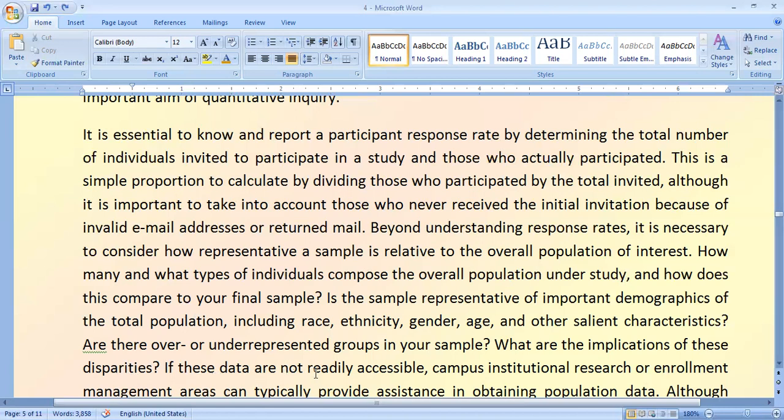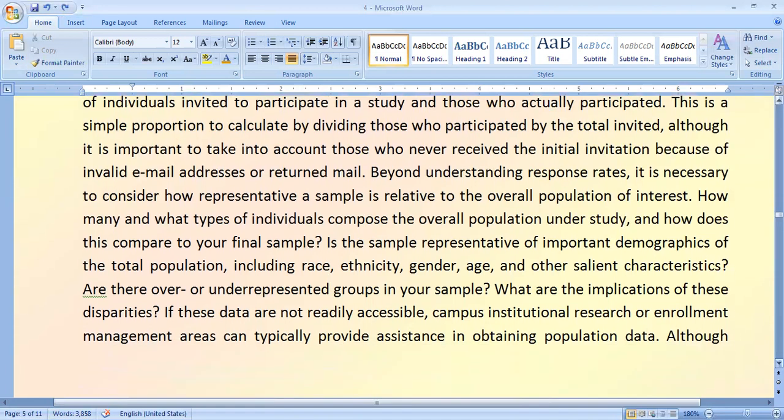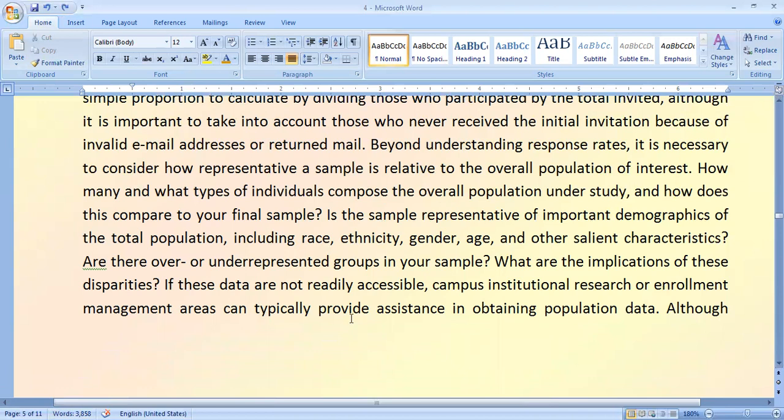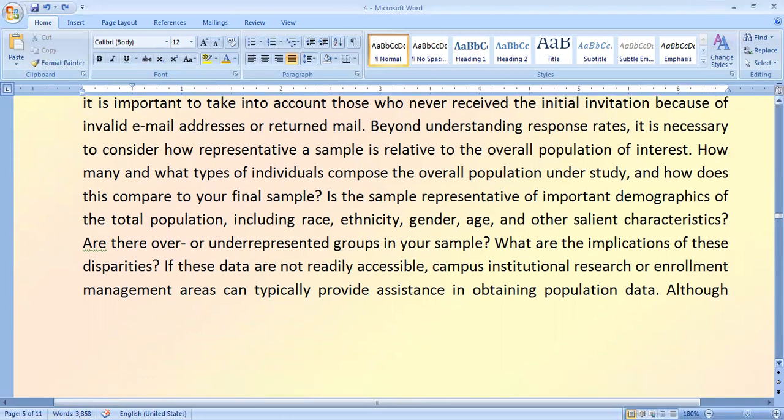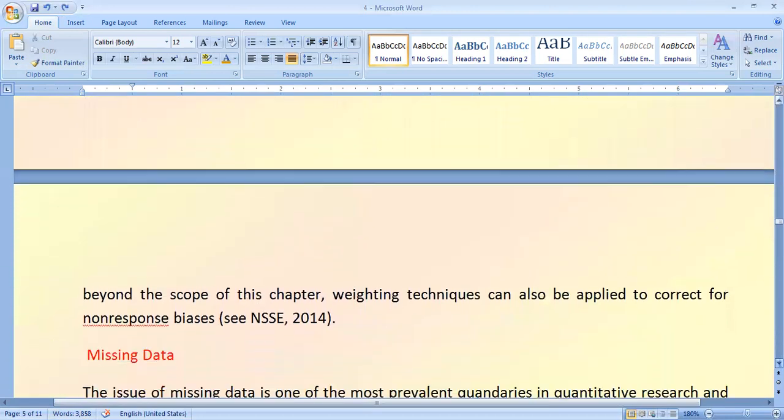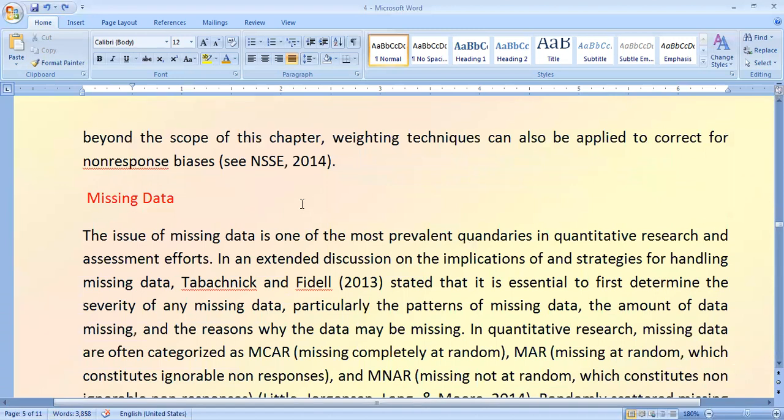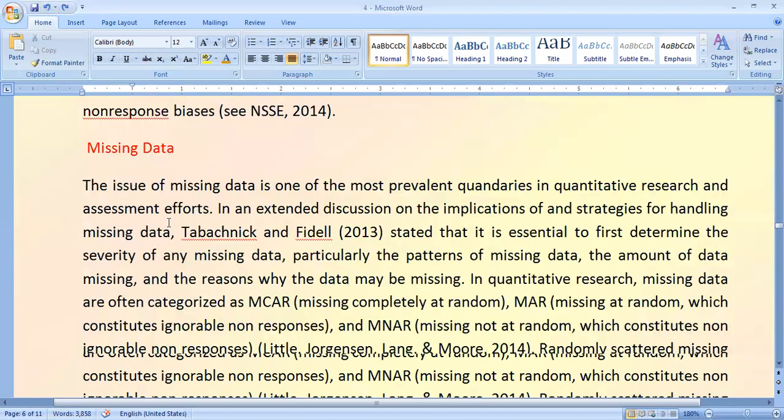If the data is not readily accessible on campus, institutional research and enrollment management areas can typically provide assistance in obtaining population data. Though beyond the scope of this chapter, weighting techniques can be applied to correct for non-response biases. Missing data.